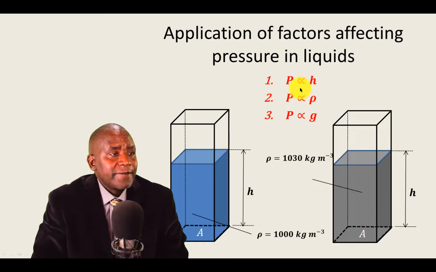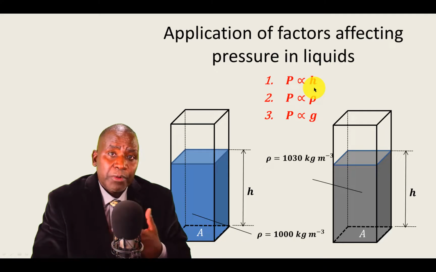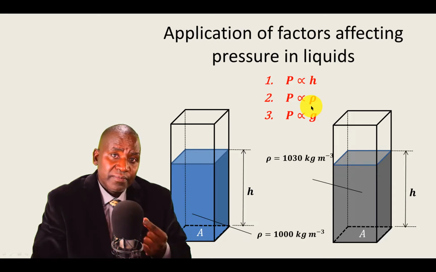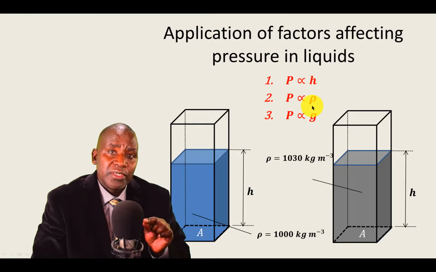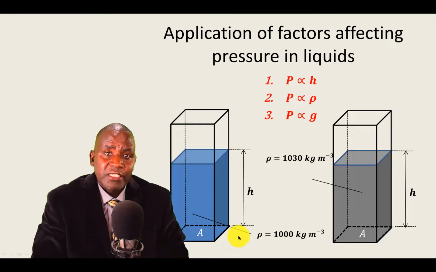The first factor is pressure at a point in a liquid is directly proportional to the depth. Again, we know what direct proportionality means. Pressure at the same point is directly proportional to the density. The higher the density, the greater will be the pressure at that particular point if the height is maintained.